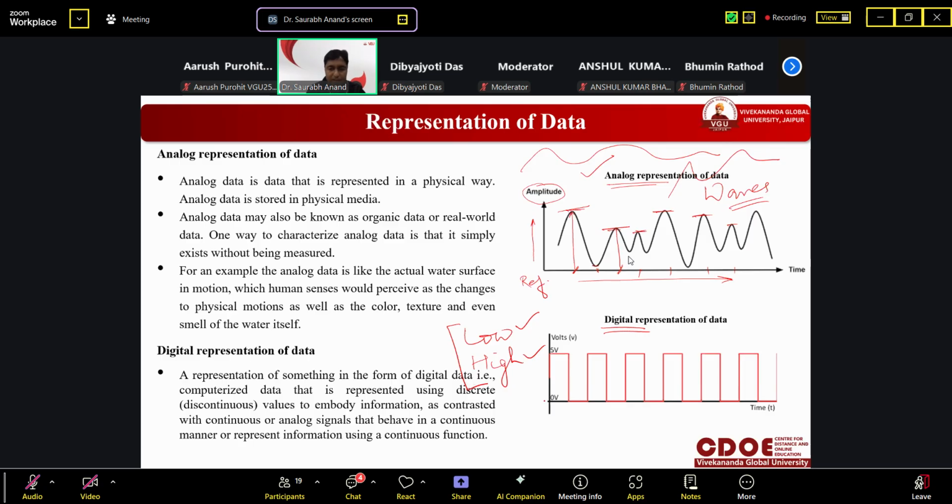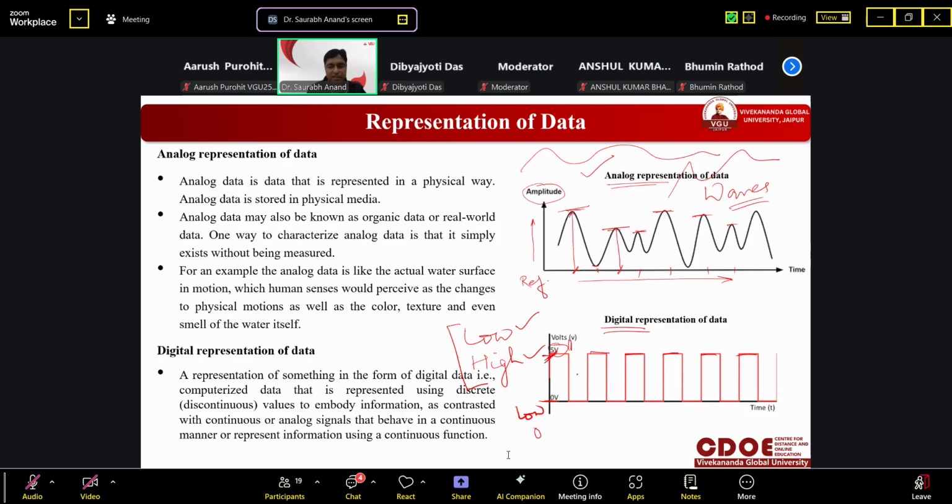If low is 0, then high will be this. So whenever we have high, it will be at this height only. If it is low, it will be at the reference line, that is 0. So low is representing 0 and high is representing 1. You can see here it is 5 volts. So 5 volt will be represented by this height only. It will be shown at this level only, and whenever it has 5, it will be the same height.